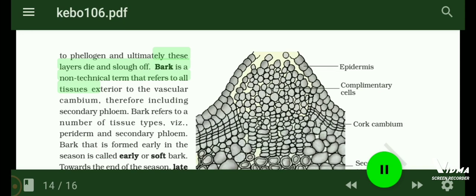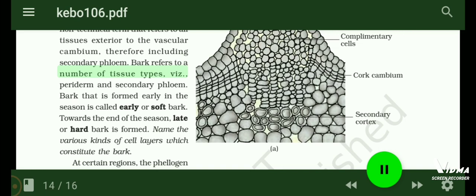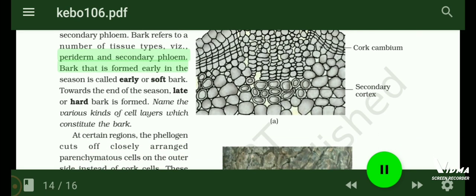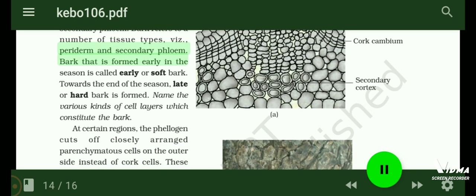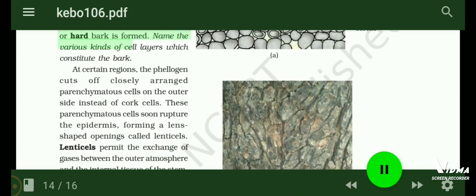Bark is a non-technical term that refers to all tissues exterior to the vascular cambium, therefore including secondary phloem. Bark refers to a number of tissue types, viz. periderm and secondary phloem. Bark that is formed early in the season is called early or soft bark. Towards the end of the season, late or hard bark is formed. Name the various kinds of cell layers which constitute the bark.